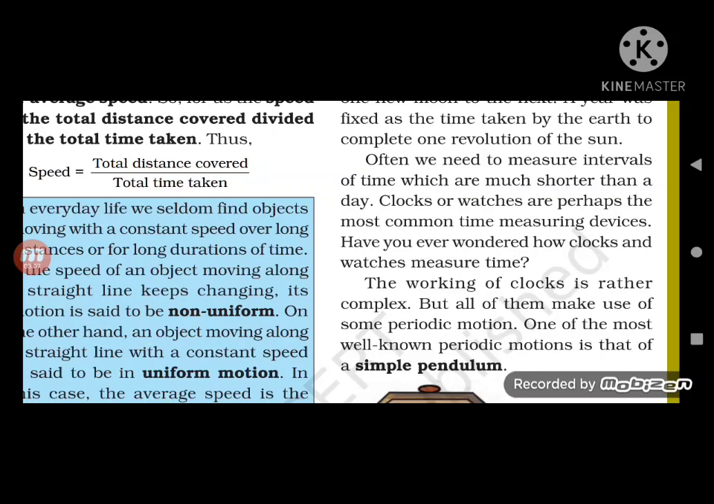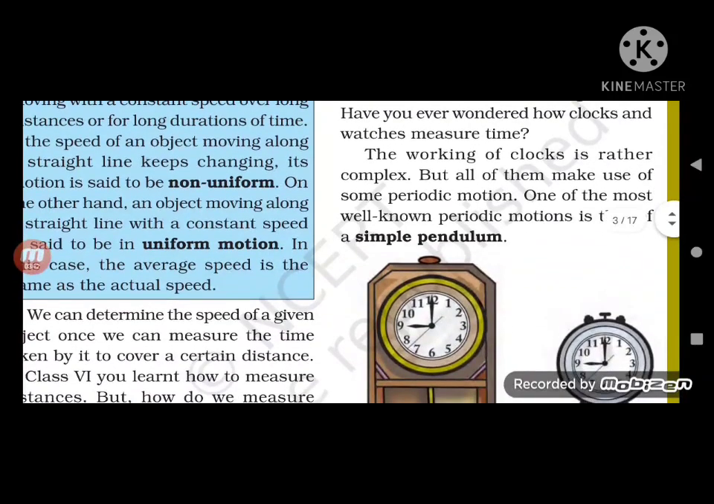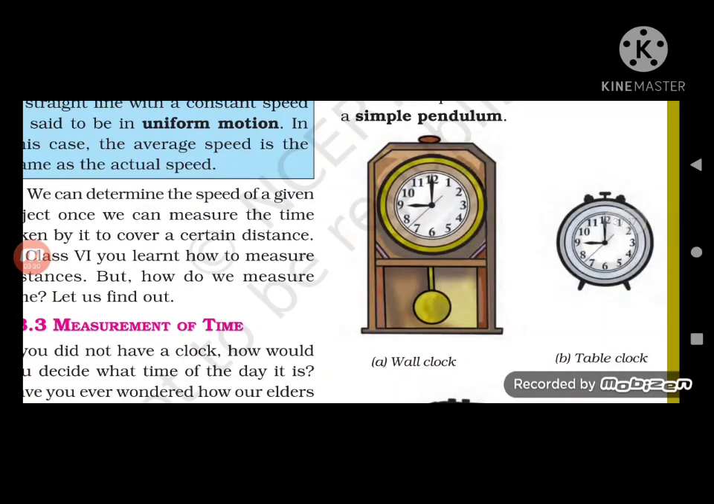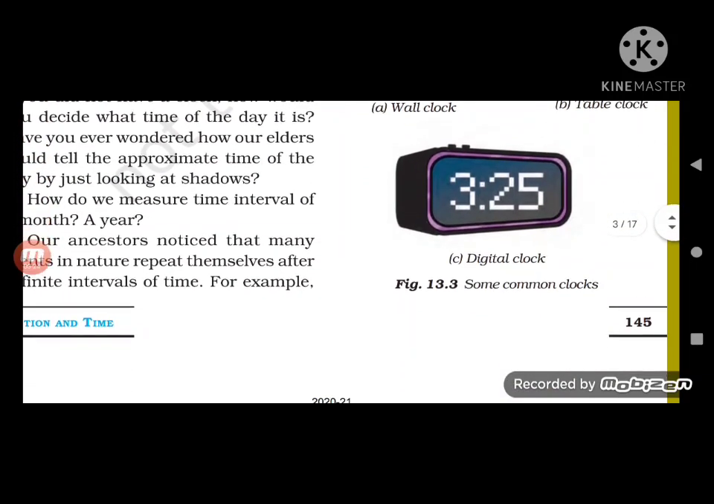The working of clocks is rather complex, but all of them make use of some periodic motion. One of the most well-known periodic motions is that of a simple pendulum. Okay, now let us see about the simple pendulum.